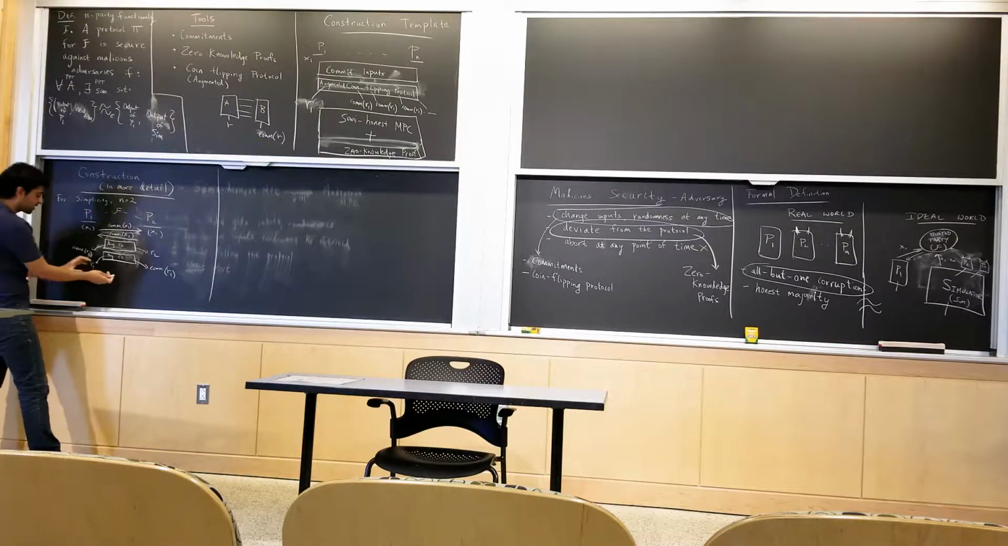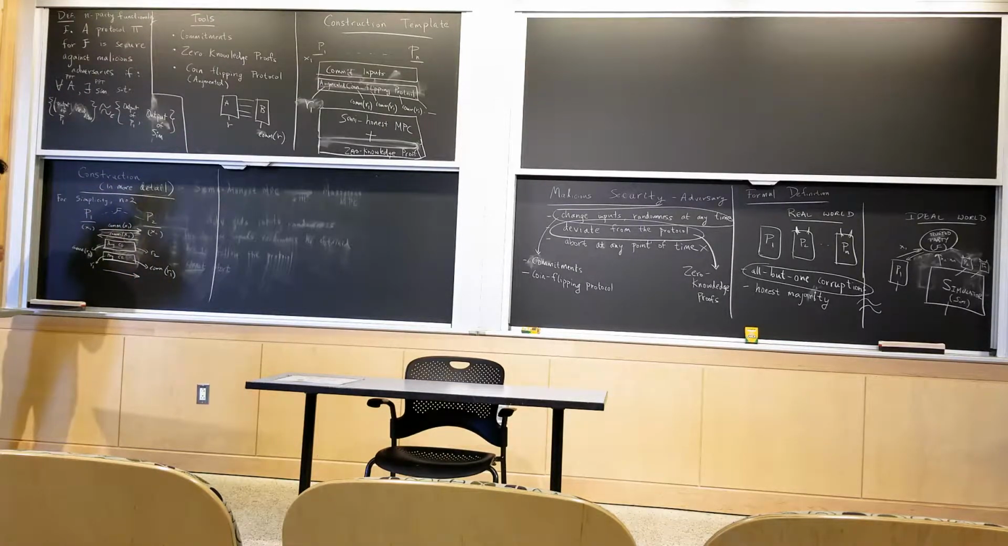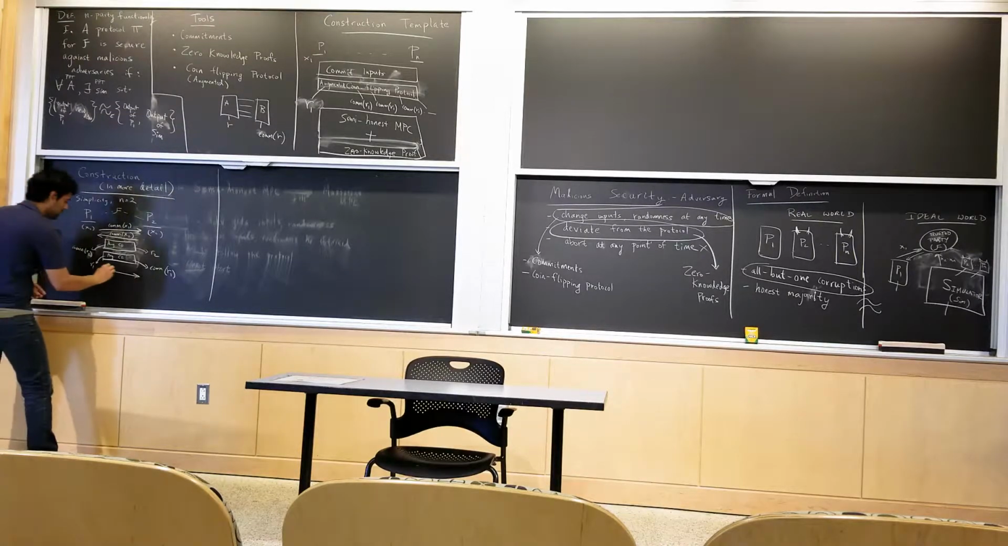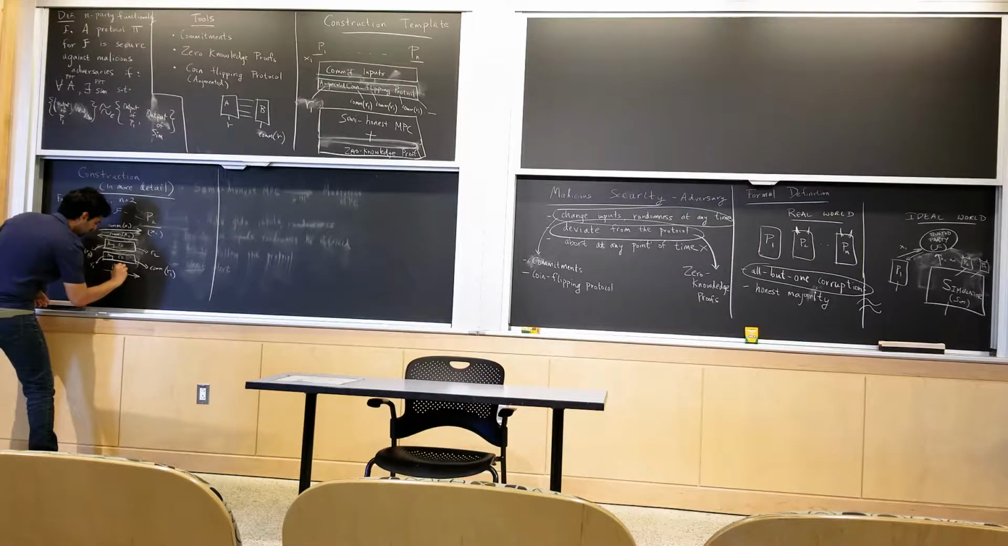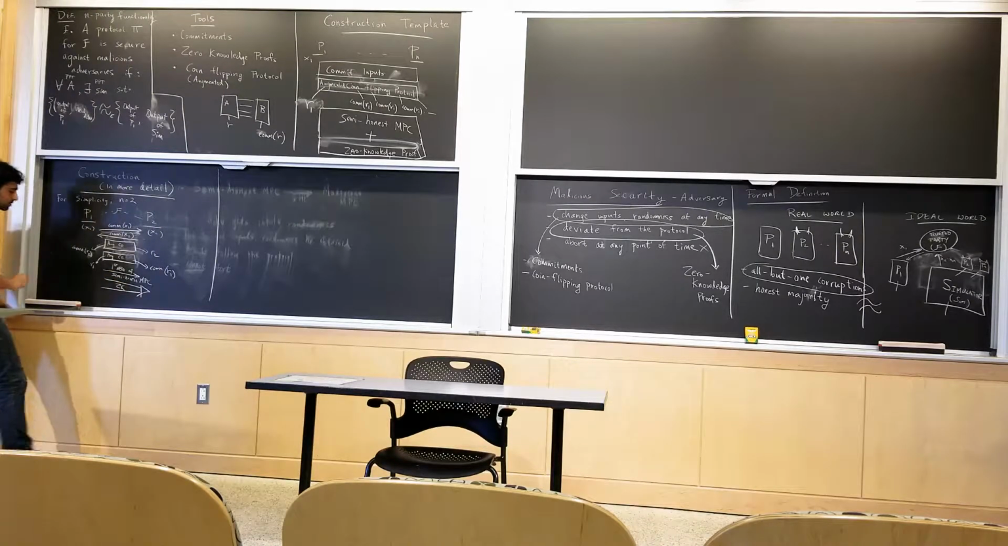And then what you do is you start executing the semi-honest MPC protocol. You send the first message of the semi-honest MPC, and then you prove using ZK that you have behaved correctly.